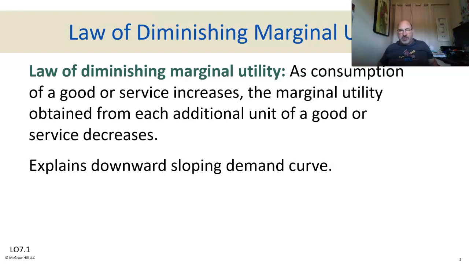This is one of those things that basically determines that downward slope of a demand curve. You're not going to just keep buying a good, because at some point that diminishing marginal utility has kicked in. So this is one of those things that just explains that downward slope of the demand curve.